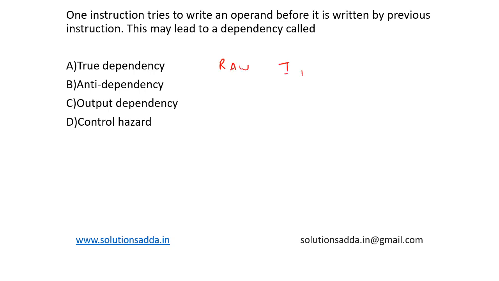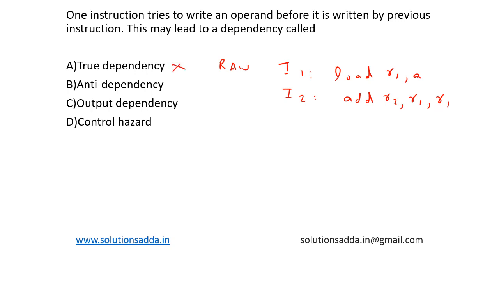Consider the instruction I1, that is load R1, A, and the instruction I2, that is add R2, R1, R1. In this instruction, I2 should read the value of R1 only after it is written by instruction I1. So this is not what the question tries to find. So option A is not the right answer.